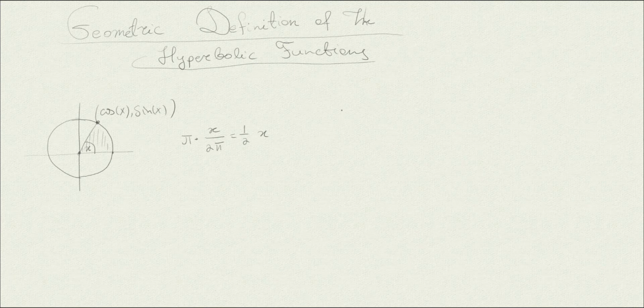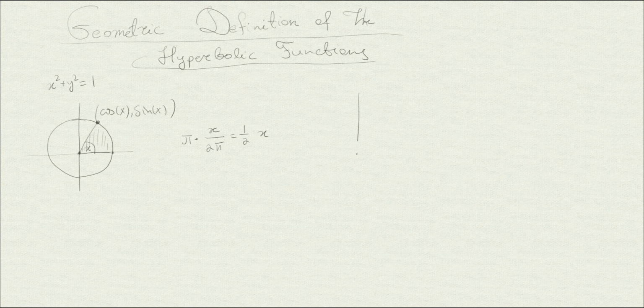Well, the idea is that we can define, so look at the equation of the circle. The equation of the circle is x squared plus y squared equals 1. And basically, when we parameterize the circle in the following way, where x represents the angle, we can also say when the area of this sector is x half, then the coordinates of this point are cosine of x and sine of x.